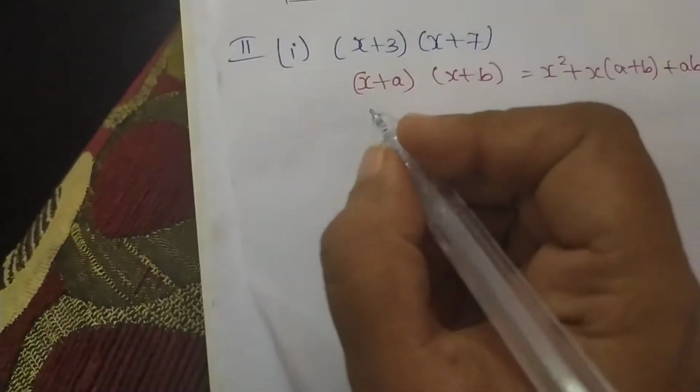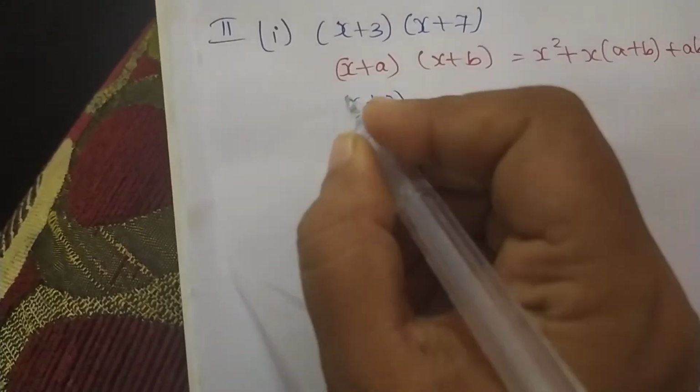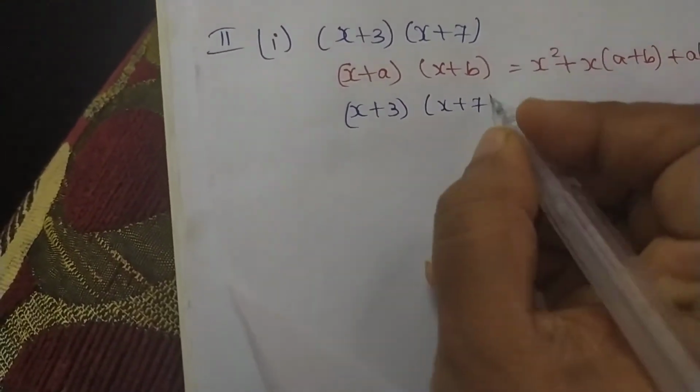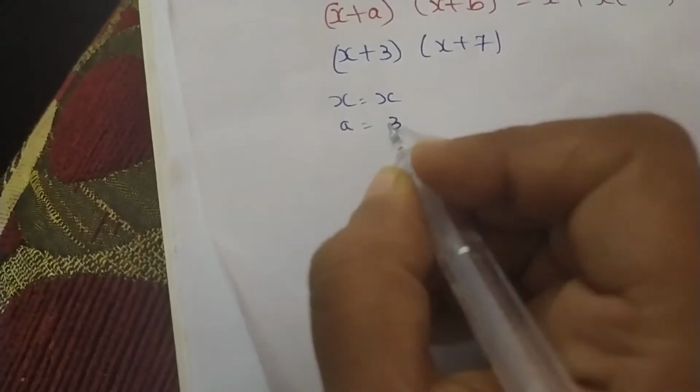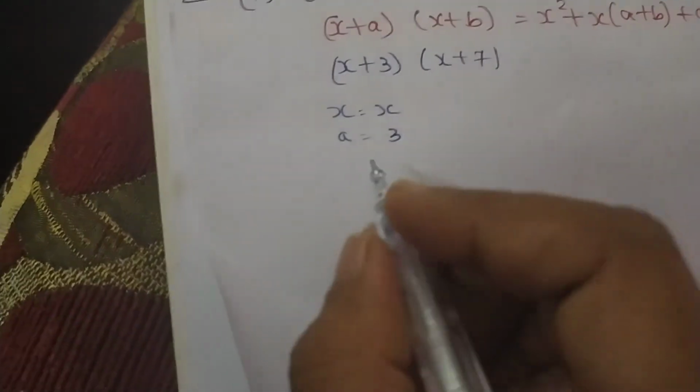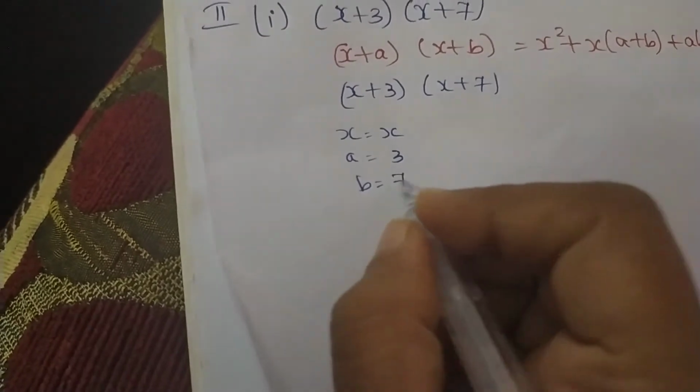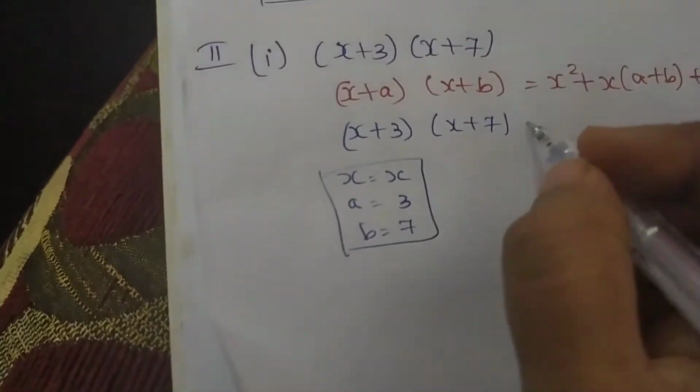So this is (x + 3)(x + 7). So what is x here? Here x is x only. What is a here? a is 3. And what is b here? b is 7. So with this information we are going to substitute.